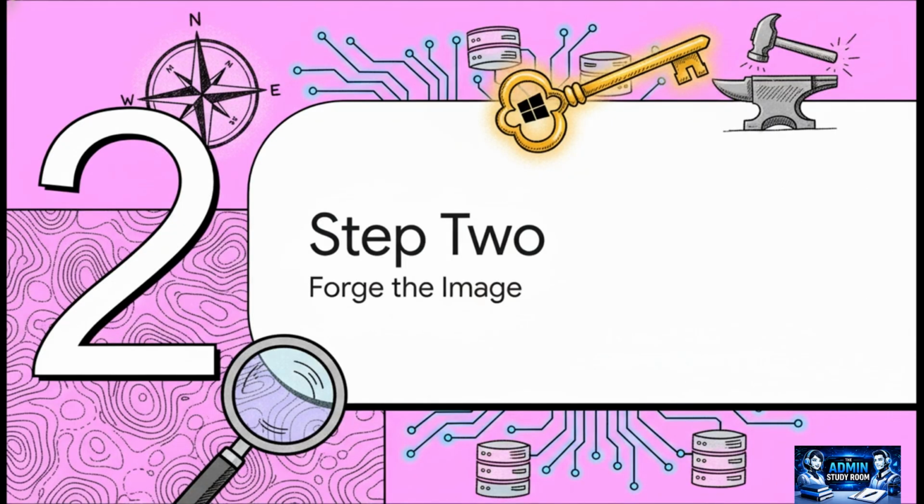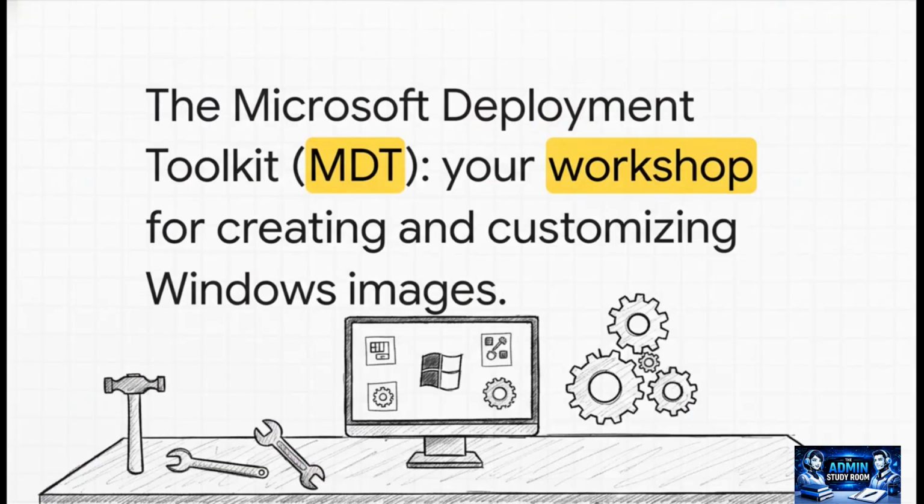All right, so you've scouted the terrain, you've picked your imaging strategy, now it's time for step 2. We're going to forge the master key itself, your golden Windows image. And for this job, your go-to tool is the Microsoft Deployment Toolkit, or MDT. The best way to think of it is as your workshop. And the best part?